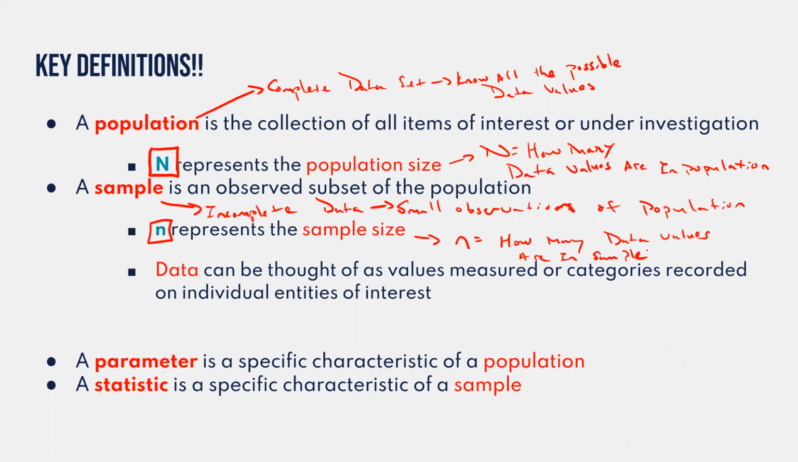All right, these are two other important definitions. A parameter is a specific characteristic of a population. What a parameter is, is anything calculated from a population. Generally, parameters in this class are going to be denoted with Greek letters. So that'll be a dead giveaway.